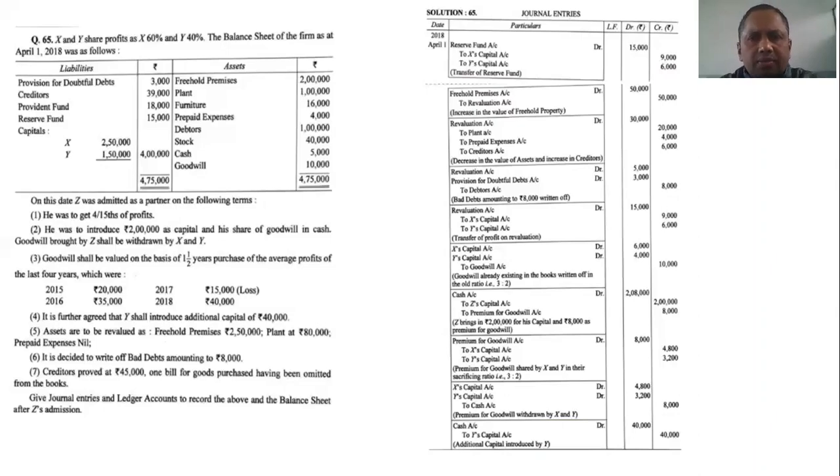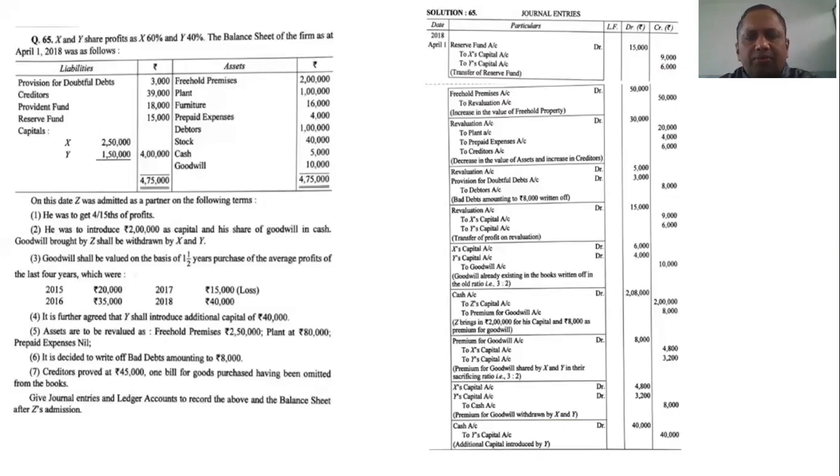The next is distribution of profit on the revaluation account, transferred through the journal entry. So the journal entry is: Revaluation Account debited to X Capital and Y Capital. The profit on revaluation of 15,000 is distributed between the old partners in the old ratio 3:2. The next is treatment of goodwill.